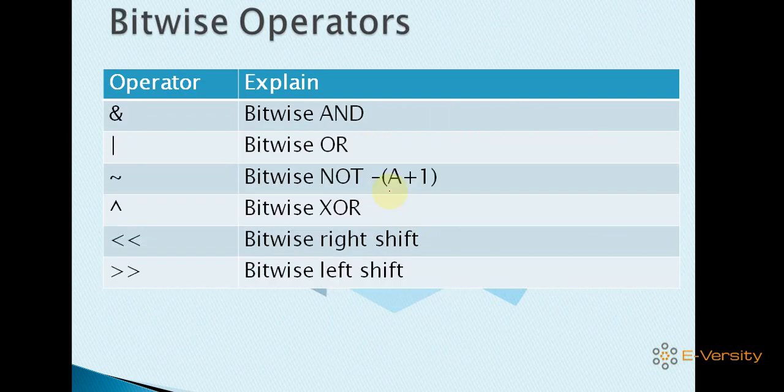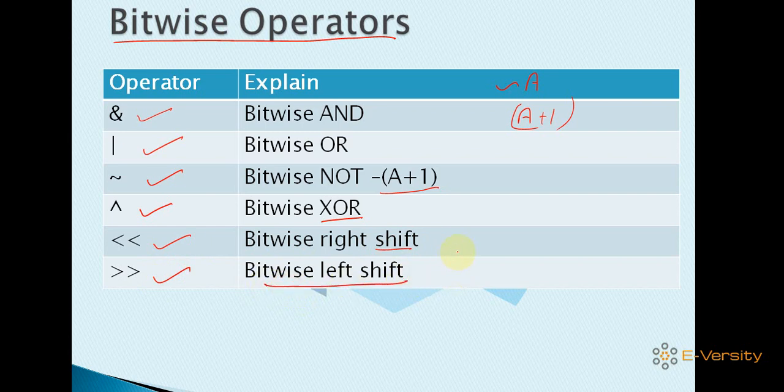Okay, now next one is the bitwise operator, which applies on bits. First one is AND, then OR, then NOT. Basically if you write tilde A, it returns the one's complement of A plus 1. Then that is the bitwise XOR. This one is the bitwise right shift operator, and this one is the bitwise left shift operator. So these are the operators commonly used in Python, so you can use them one by one.